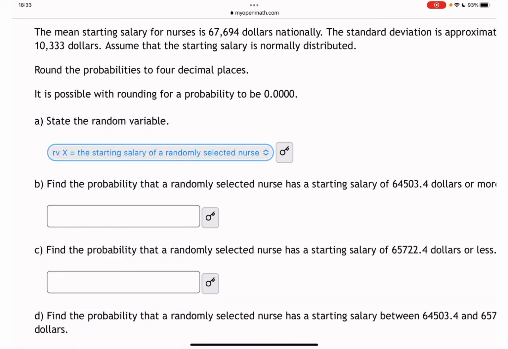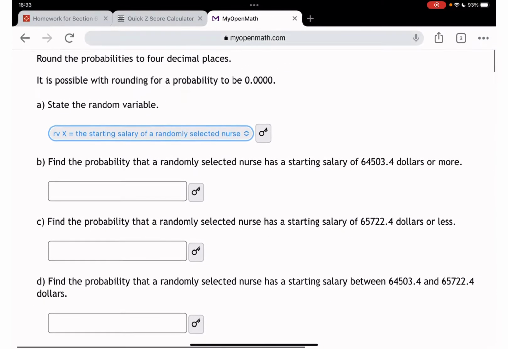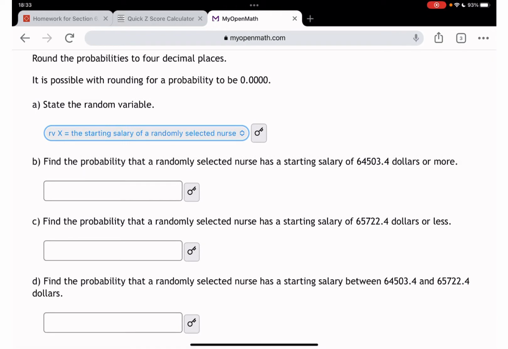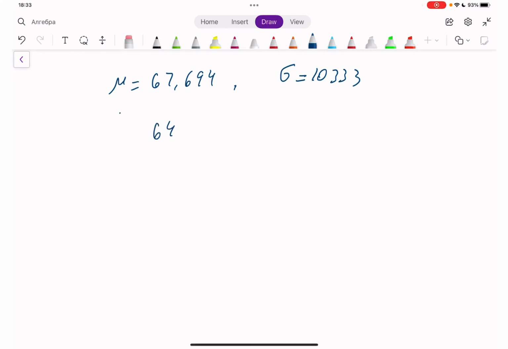Next, find the probability that a randomly selected nurse has a starting salary of 64,503.4. This is X. We need to find the probability for X equal to 64,503.4.